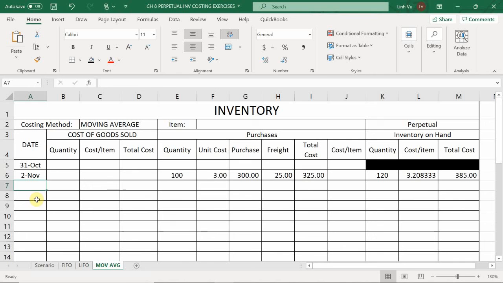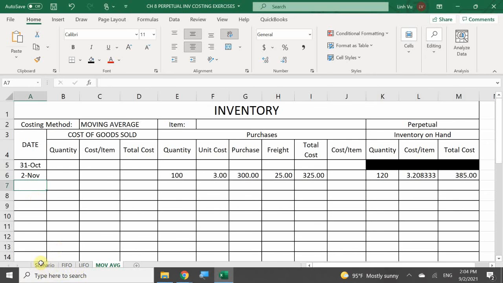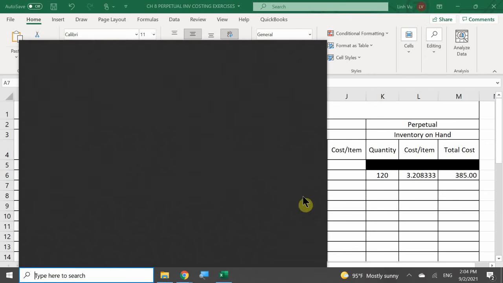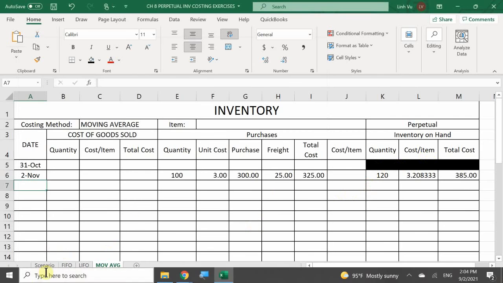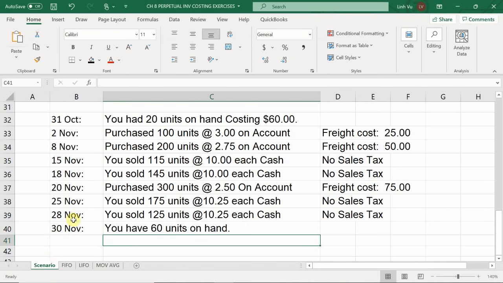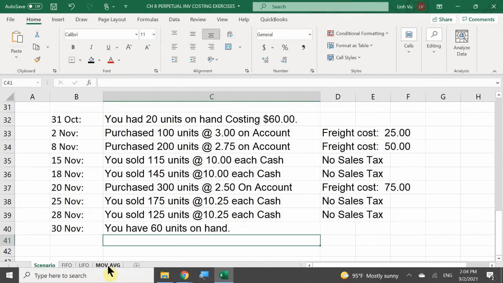So then, now what happened next is that on November 8, we end up purchasing an additional 200 units at $2.75 with the freight costing $50. Okay, so 200 at $2.75 with a freight of $50.